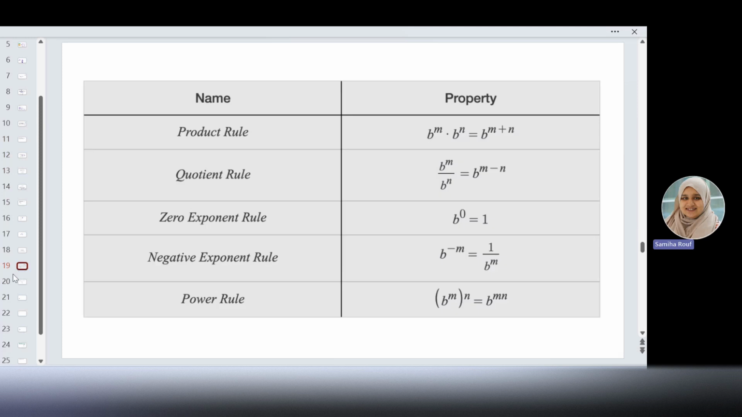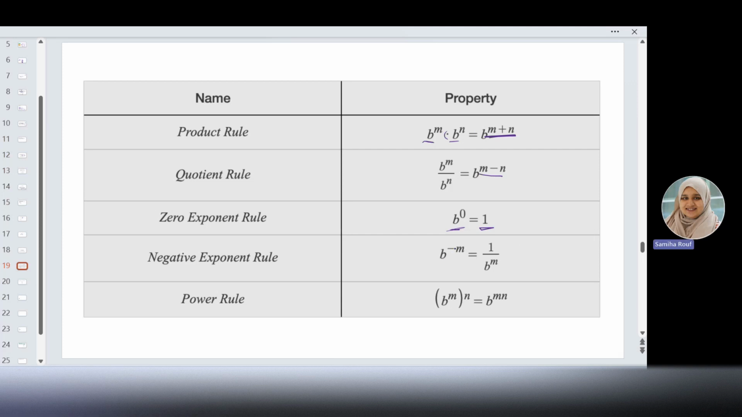So these are the properties for exponents. The first one is the product rule. You have the same base number, but they have different exponents and they're being multiplied. Then you can add the exponents. If you have the same base being divided, then the exponents can be subtracted. Any number to the power of 0 is always going to equal 1.